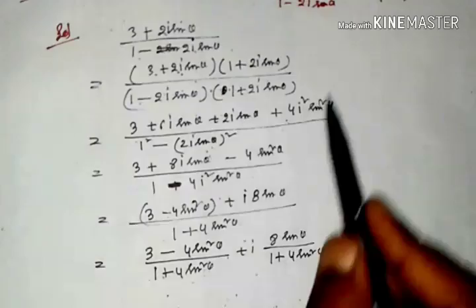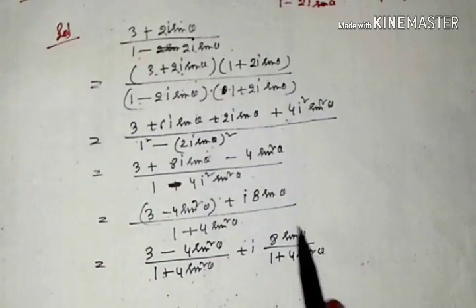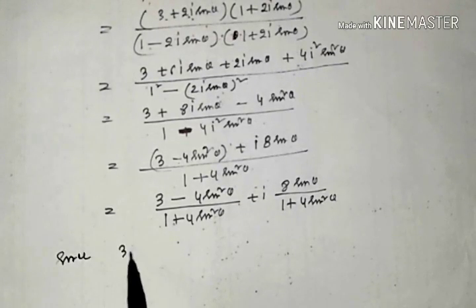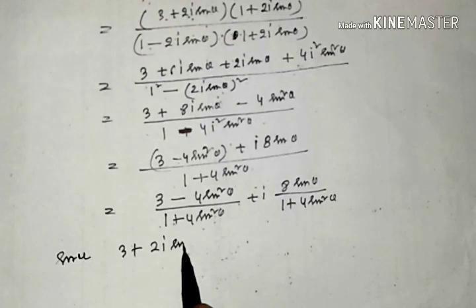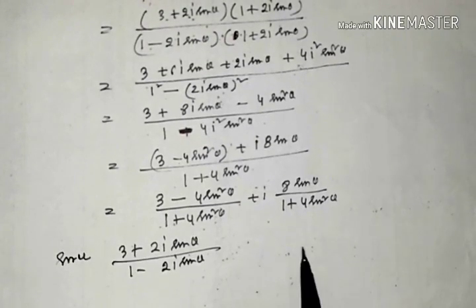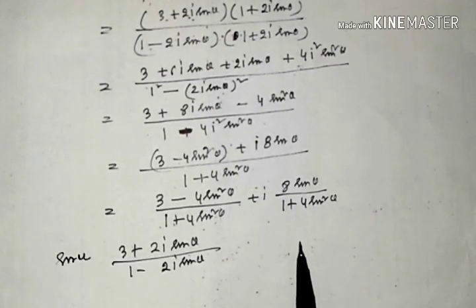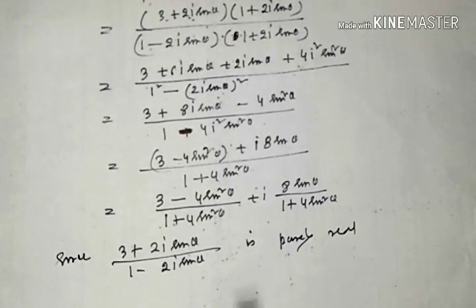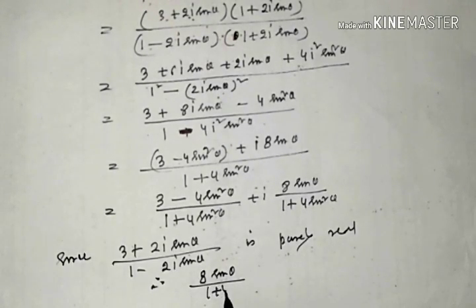Here, since (3 plus 2i sin theta) over (1 minus 2i sin theta) is purely real, therefore the imaginary part must be 0. Therefore, 8 sin theta over (1 plus 4 sin square theta) is 0.